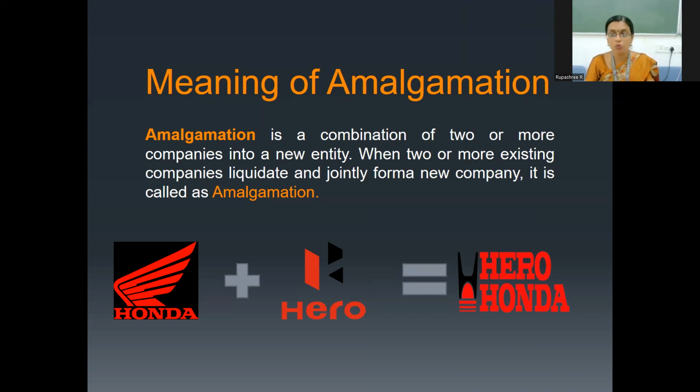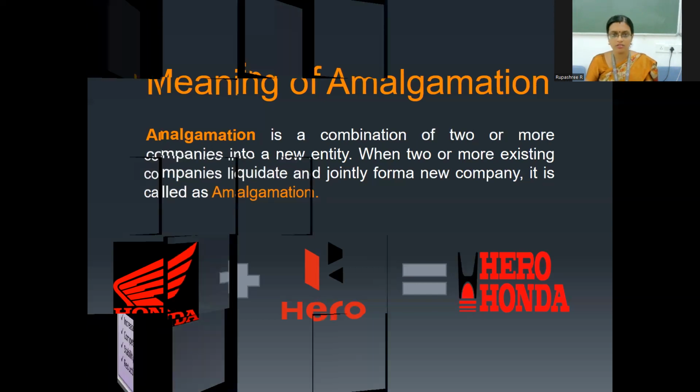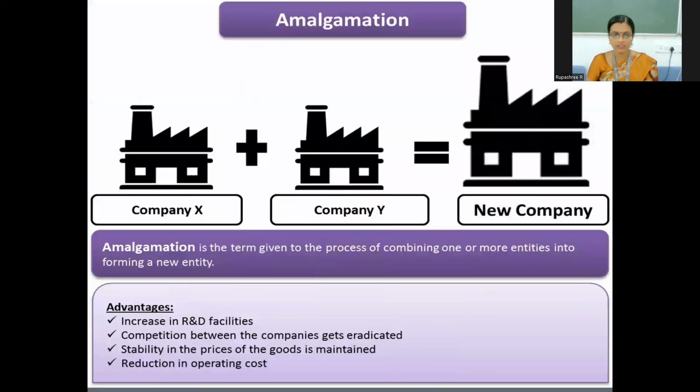So in simple terms, what is amalgamation? Amalgamation is a process where two or more companies, either doing the same kind of business or a different kind of business, liquidate and jointly form a new company and start fresh. With that, we will go with an example. Let's say company X liquidates and company Y also liquidates. These two companies liquidating and becoming a new company is called amalgamation.